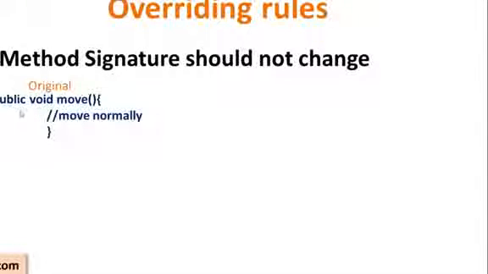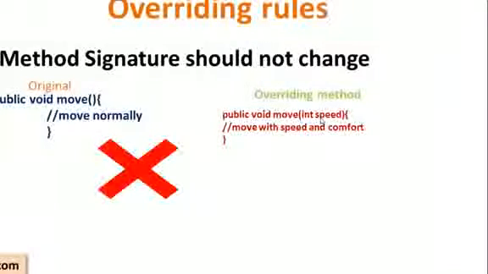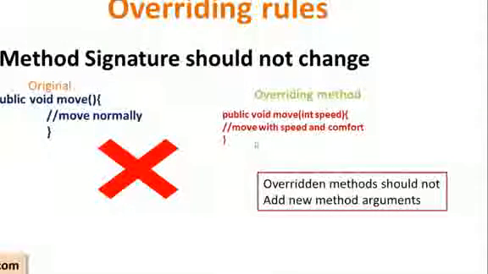Here in the original one I have a public access void move, and here you can see that there's an argument that is added. So this particular implementation is not said to be an overriding concept, because an overridden method should not add any new arguments. The return type should be the same, and the arguments should also be the same. No new argument should be added, and nothing should be deleted.